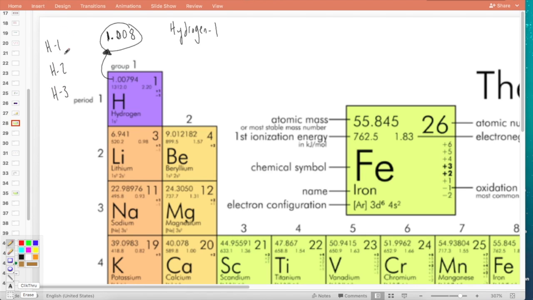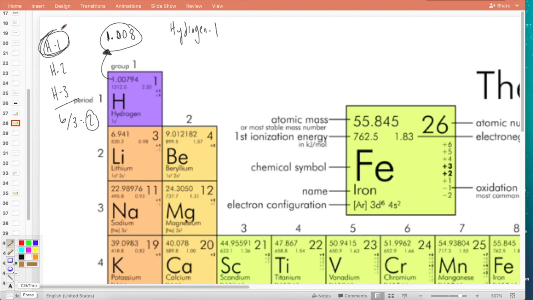Hydrogen 1 would have a mass of about 1, 2 would be about 2, 3 would be about 3 AMU. If I were just to take a simple average of these, 1 plus 2 plus 3, that's 6 divided by 3, the average there is a 2. That's not the type of average I'm talking about. It's a weighted average. It's based on the abundance of those isotopes in the universe. It turns out that most of the hydrogen in the universe is hydrogen 1.